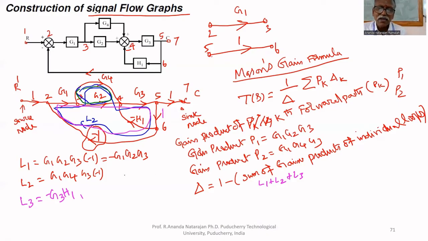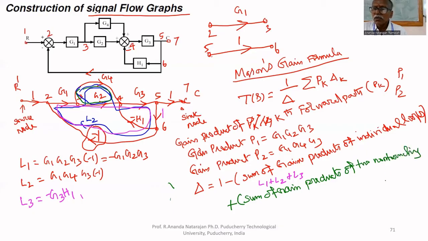What is delta? Delta is 1 minus the sum of gain products of individual loops, plus, I am putting minus here, now plus the sum of gain products of two non-touching loops.